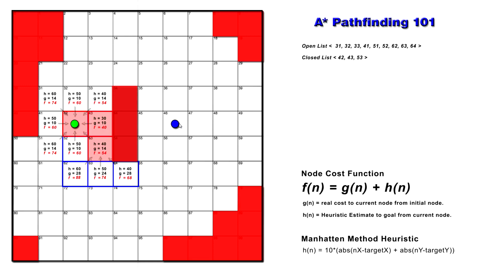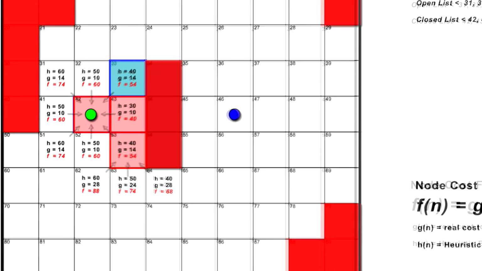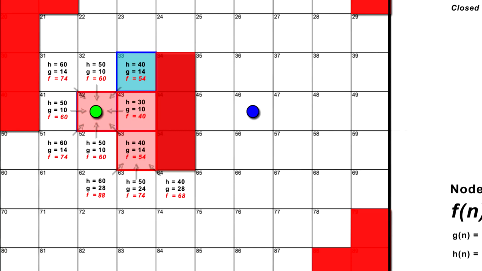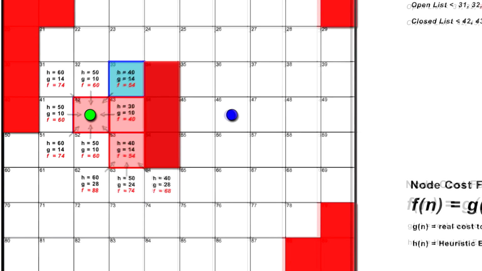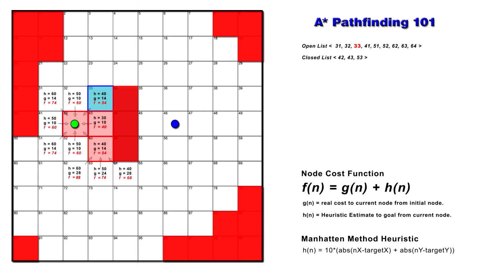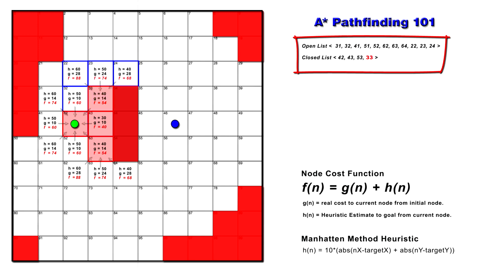Looking at the diagram, we can see that the next node that's going to be selected from the open list in the next iteration is actually going to be node 33, because that has the lowest F score of 54. So once again, we fetch it from the open list, we check it's not the target node, and if not, we add it to the closed list. We then look at all of its neighbours and add any new neighbours to the open list.